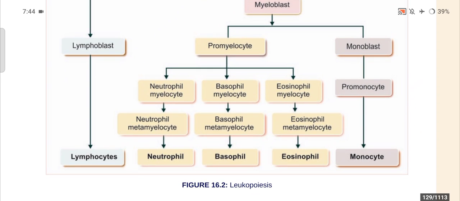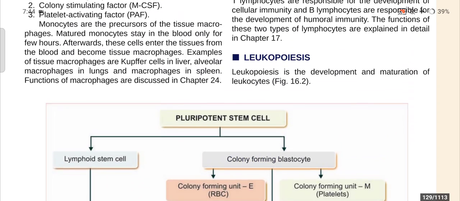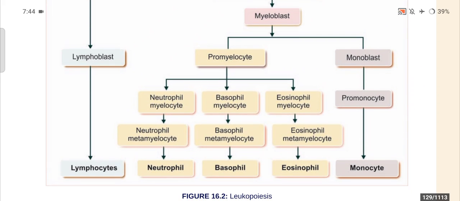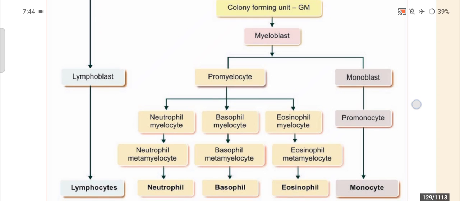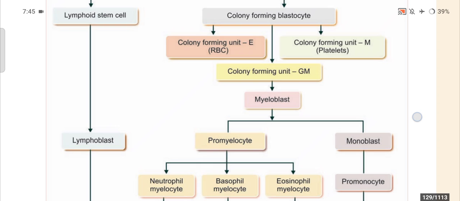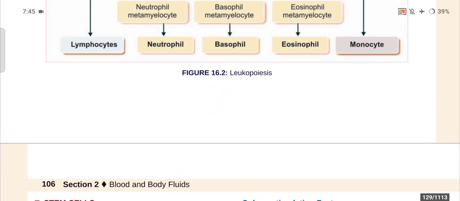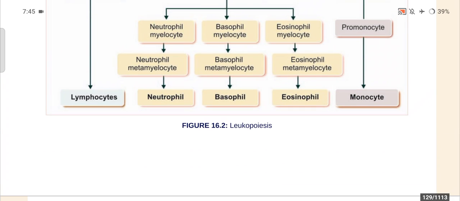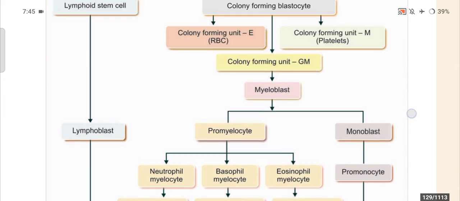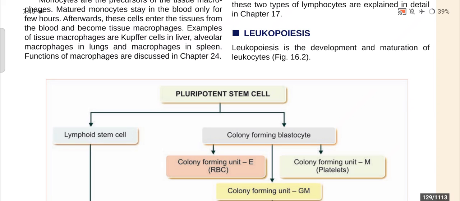So all the granulocytes, the neutrophil, basophil and eosinophil, are produced from the promyelocyte, and the monocyte from the monoblast, and the lymphocyte from the lymphoblast. The monoblast comes from the myeloblast, and the lymphoblast comes from the lymphoid stem cell. So this is the producing mechanism of the WBC or leukocytes, and this process is known as leucopoiesis. So what is leucopoiesis? It is a process in which the development and maturation of WBC and leukocytes are included.